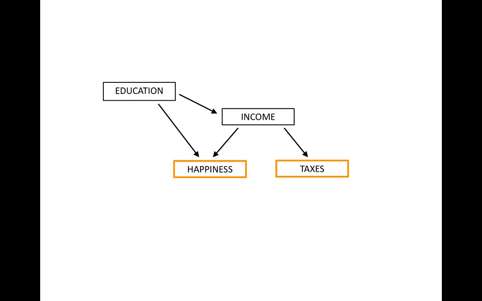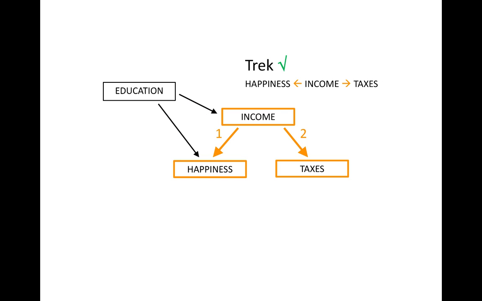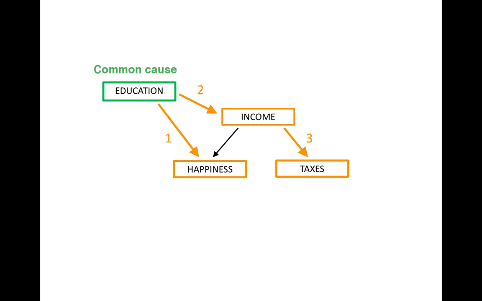Now consider the undirected paths between happiness and taxes. The first is not a directed path, but it is a trek, as there are no colliders on the path. The second is also a trek for the same reason. Both of the treks between happiness and taxes are undirected paths in which there is a common cause of the endpoints. In the first, education is the common cause, and in the second, income is the common cause.